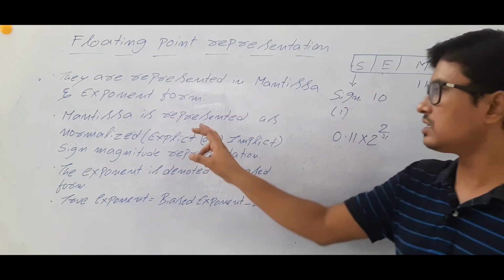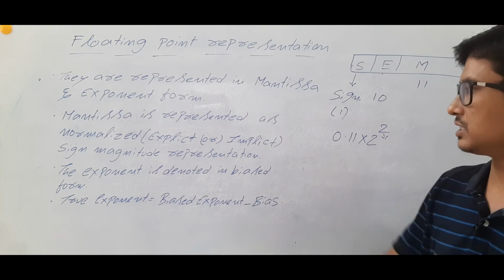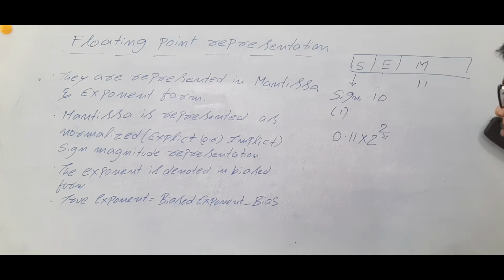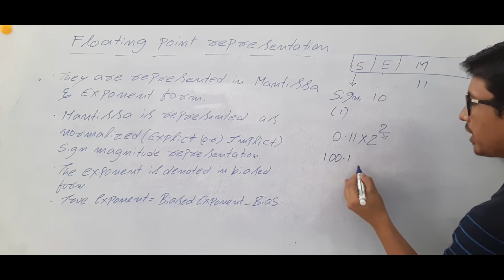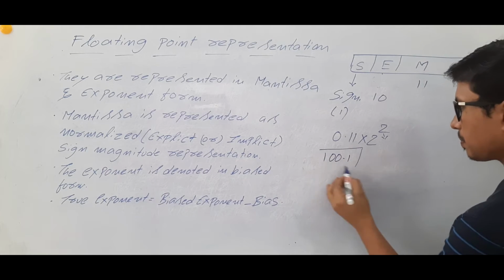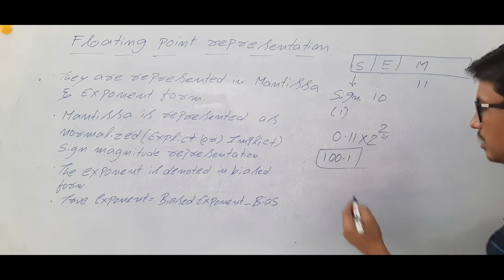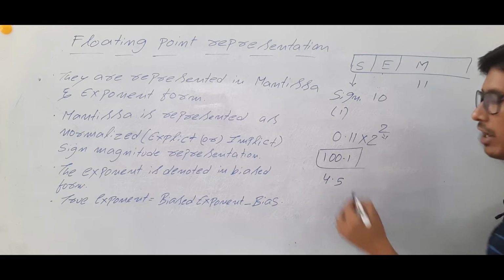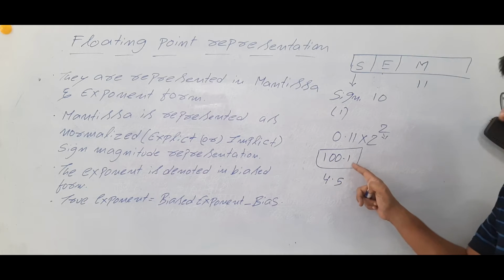Now the mantissa is represented as normalized sign magnitude representation. This normalized can be explicit or implicit. Let's take an example. I have 100.1. This is the floating point number in binary. What is it in decimal? This is 4.5. If I am representing 4.5, I will represent it like this, because this is 4, 100, and 0.5 is 1.